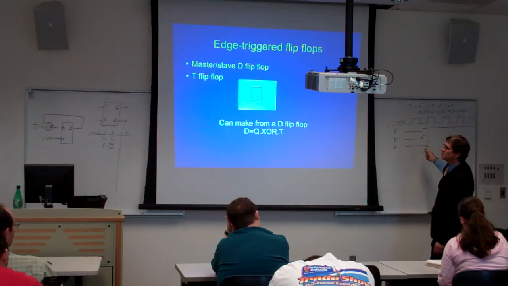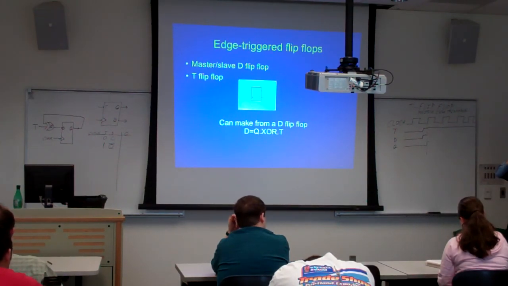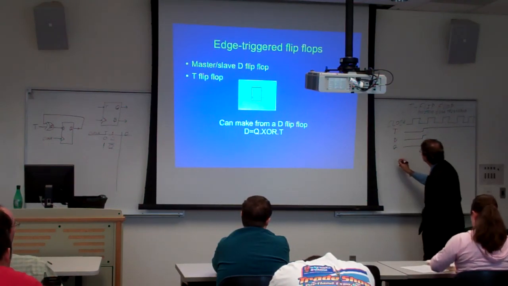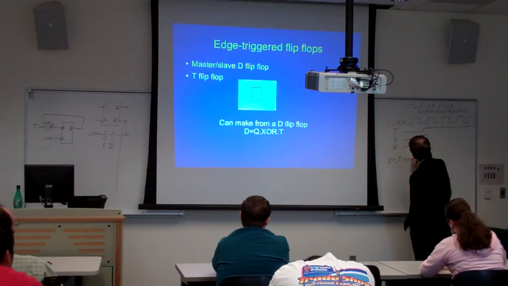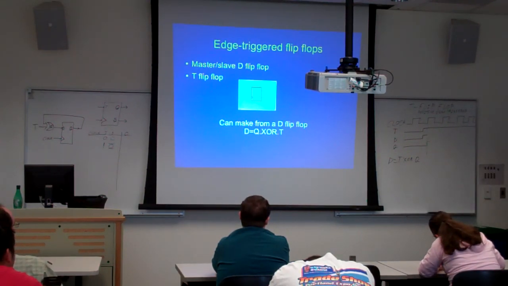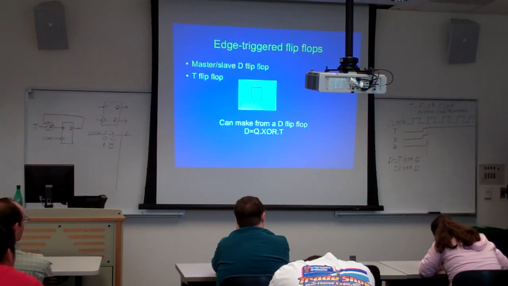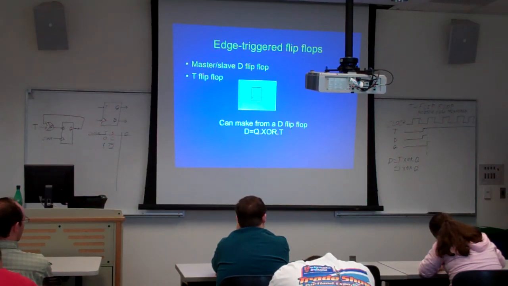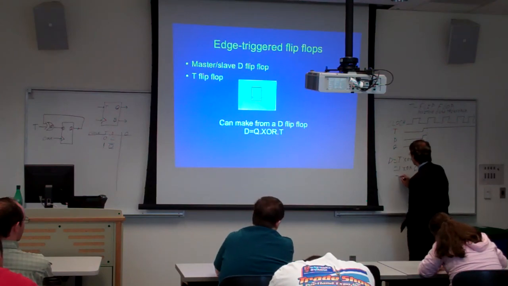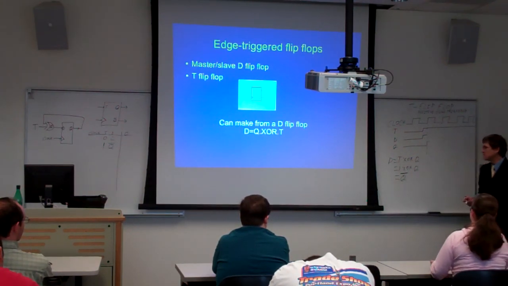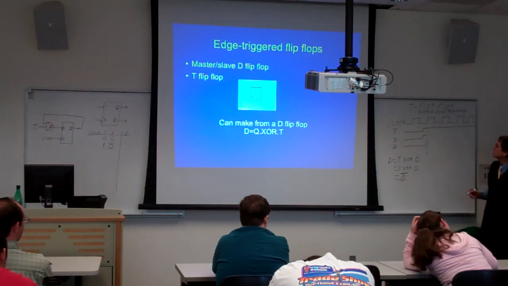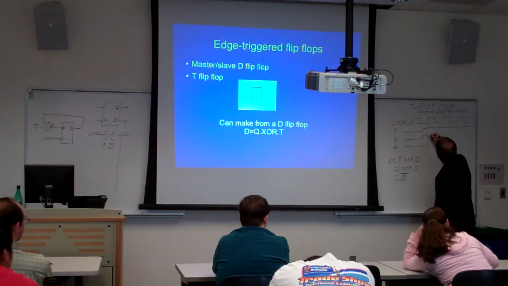When Q goes to a 1, what happens to D? D is always equal to T XORed with Q. Okay, we're holding T at a 1. And 1 XORed with Q is always what? Whatever value Q is, what happens when you XOR it with a 1? You get the inverse, right? So D is always equal to the inverse of Q, as long as T is held to a 1. So when Q raises to a 1, D drops down to a 0.